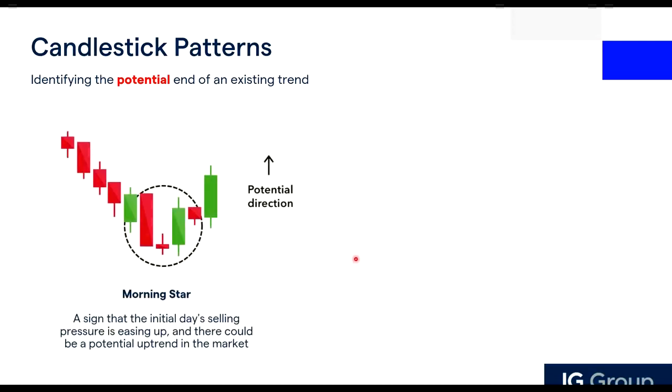We can also see what we call a morning star. The morning star is a three-candlestick pattern. There is a red bar here, a short body candle in the middle, a bit like an indecision, and then the last one is a long green, bullish candle. What it means is that when you see this in a downtrend, it's a sign that the initial selling pressure, within this first bar, is easing up. There are buyers coming in already, so there could be a potential trend reversal here.